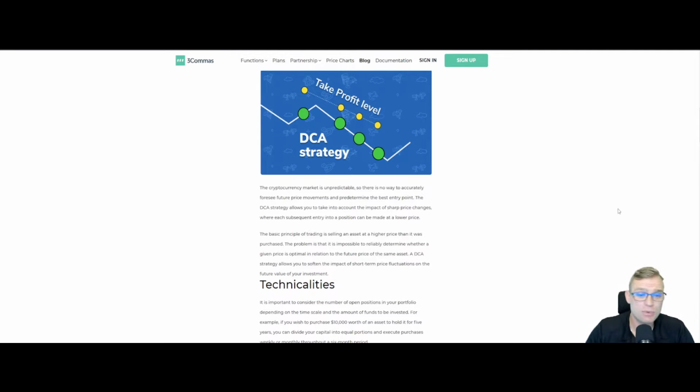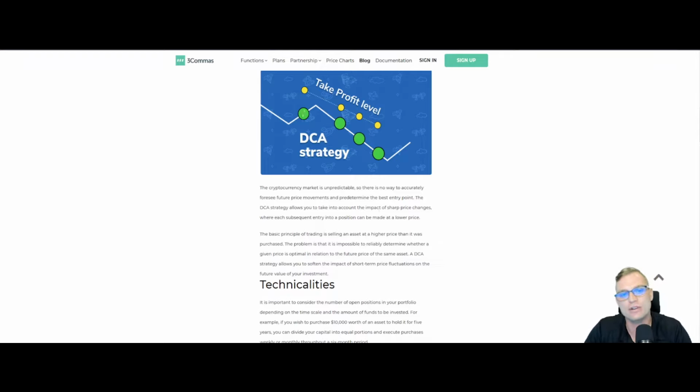So the basic principle of trading is selling an asset at a higher price than it was purchased. When you're spot trading, yes, you buy low, you sell high. Now, the problem is that it is impossible to reliably determine whether a given asset is optimal in relation to the future price of that same asset. The DCA strategy allows you to soften the impact of short-term price fluctuations on the future value of your investment.